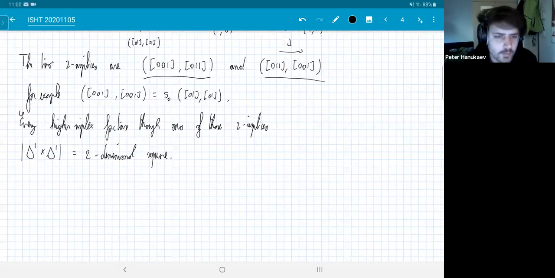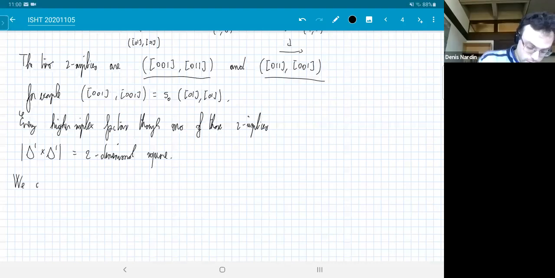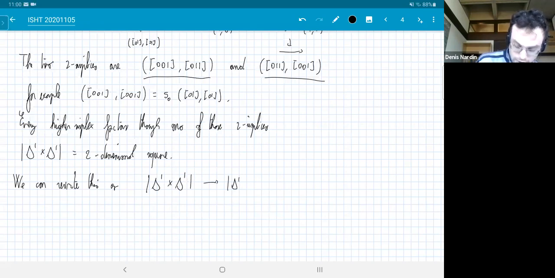Okay. And in fact, we can rewrite this as brackets delta n times delta 1 times delta 1 mapping to the geometric realization of delta 1. The geometric realization of delta 1 is a homeomorphism.